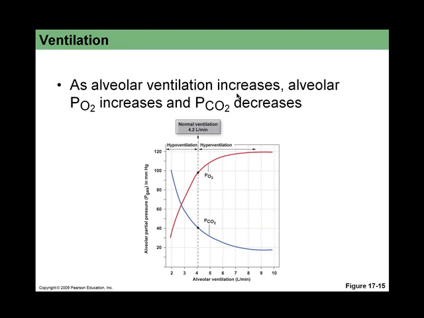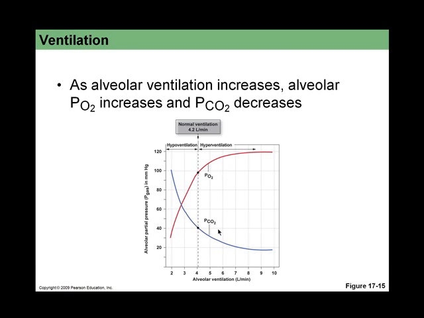So with ventilation then, as the alveolar ventilation increases, alveolar PO2 increases and PCO2 decreases. So this is a very important way to read graphs, as you know. So let's identify our axes. On the x-axis, we have alveolar ventilation, liters per minute. On the y-axis, we have alveolar partial pressure, or the partial pressure of the gas in millimeters of mercury. And we're looking at two of these. The red line is the PO2. The blue line is the PCO2, deoxygenated and oxygenated blood. Thank you very much. Good color coding.